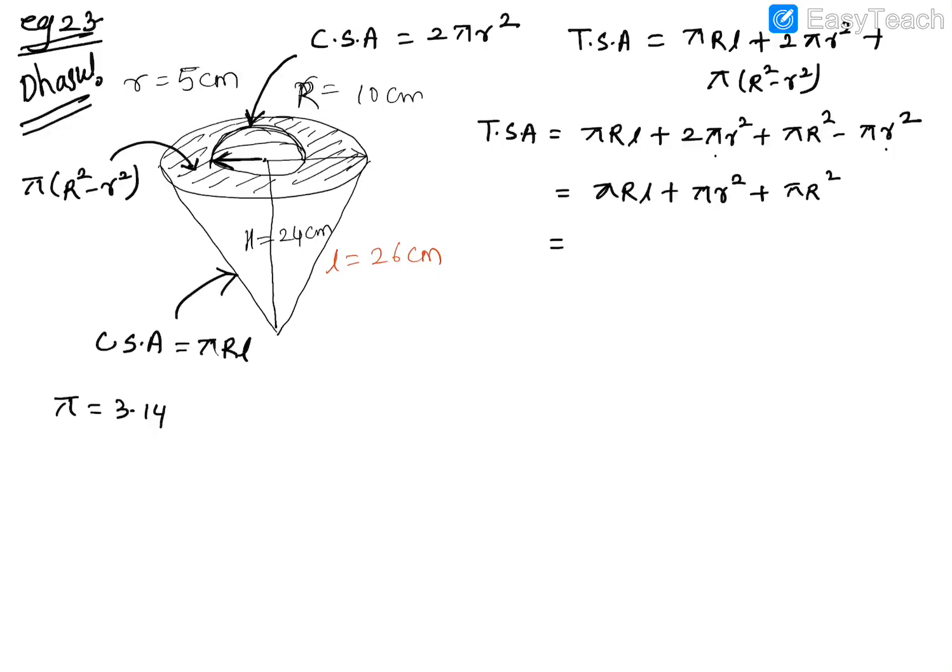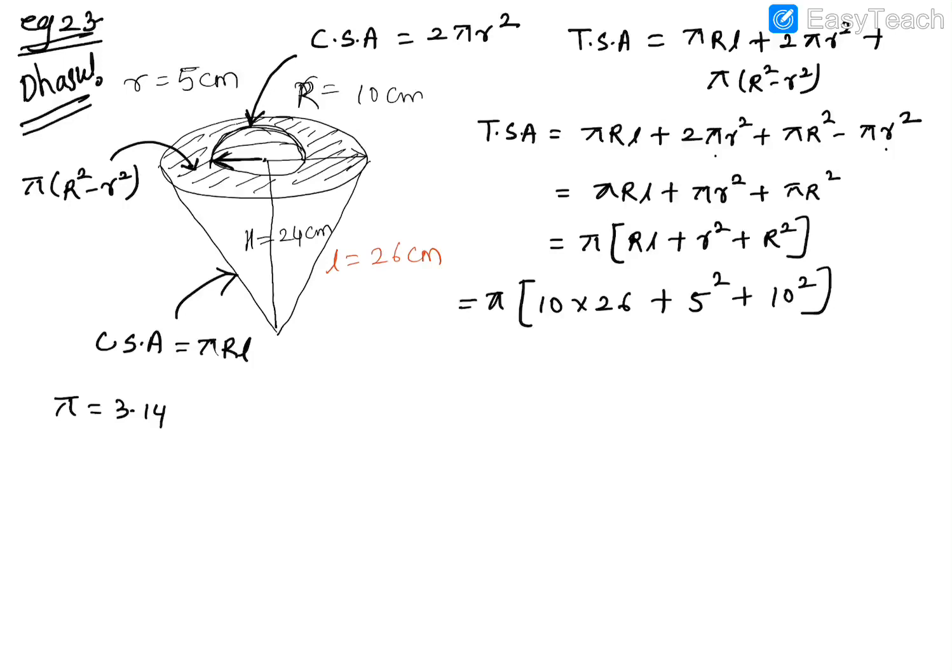Now we can take pi common, correct? So what will you get in brackets? RL plus R squared plus r squared. So now let's substitute. What is big R? 10. Small l is what? 26. Plus, what is small r again here? 5 squared. Big R is what? 10. So again 10 squared. So it is equal to pi times 260 plus 25 plus 100. Now 260 plus 100 is what? 360. 360 plus 25 is what?